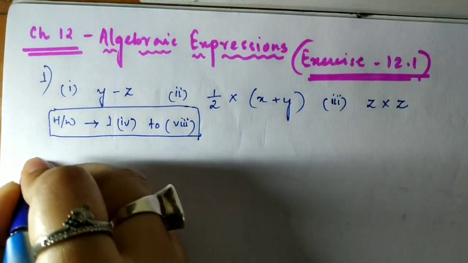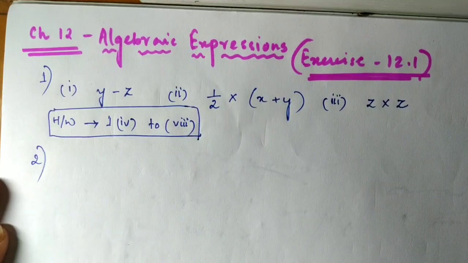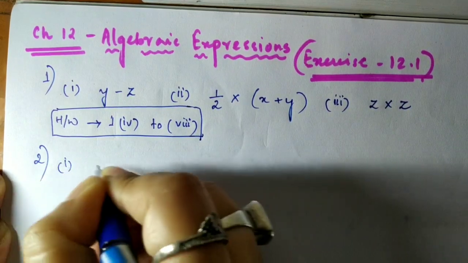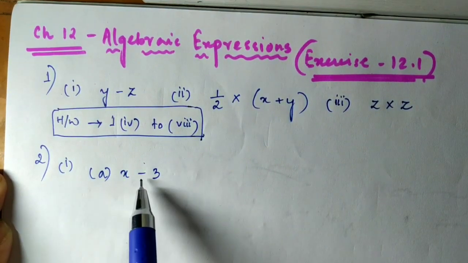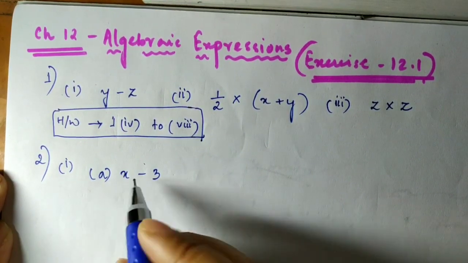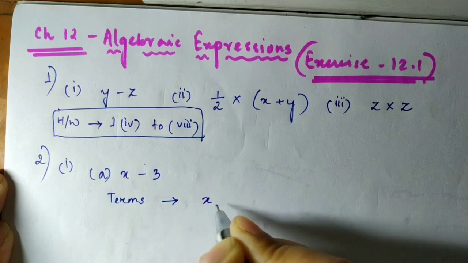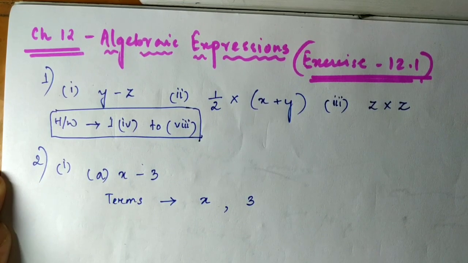Now let us move on to question number 2, that is given, identify their terms and their factors in the following expressions and show the terms and factors by tree diagram. Okay, terms and factors. Let's do this one now. So let's begin with question number 2.1, a is given x minus 3. Terms are the things which are separated by the arithmetic operation, whether it's a plus or minus sign. So here terms are what? Terms are x and 3, right? What is the factor of each of these? Okay, we have to write down the factor of them.